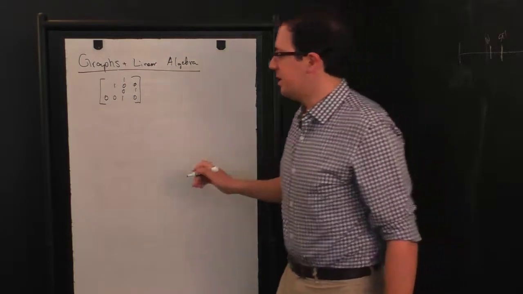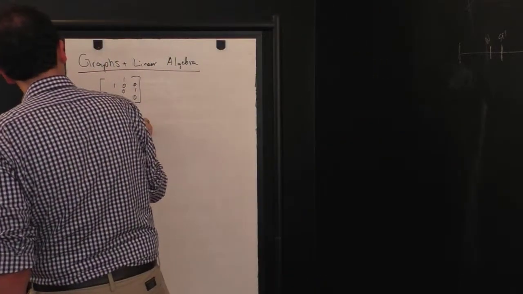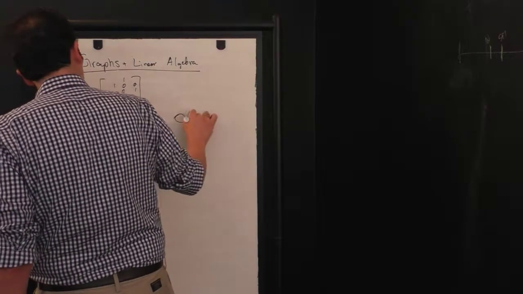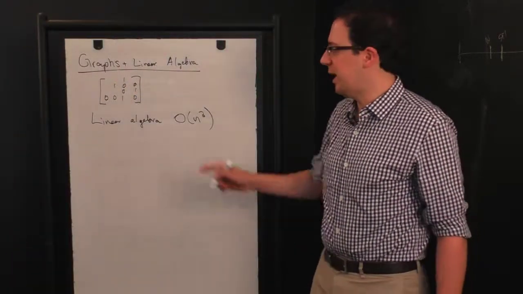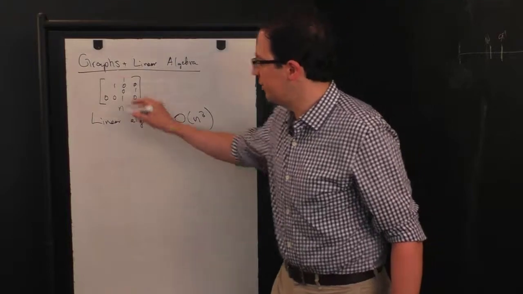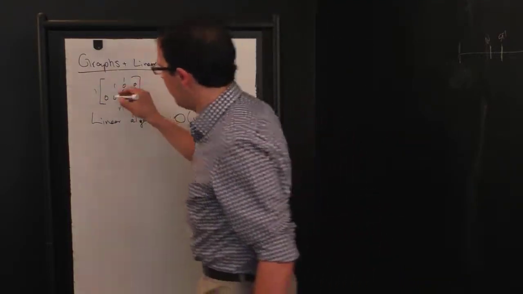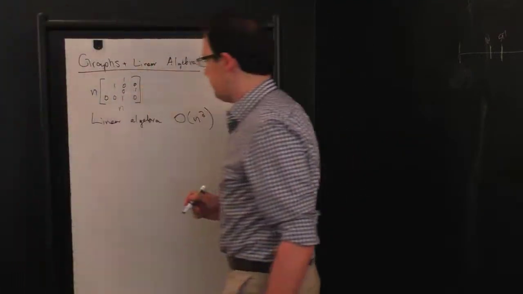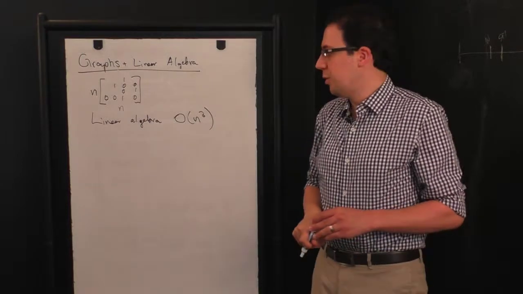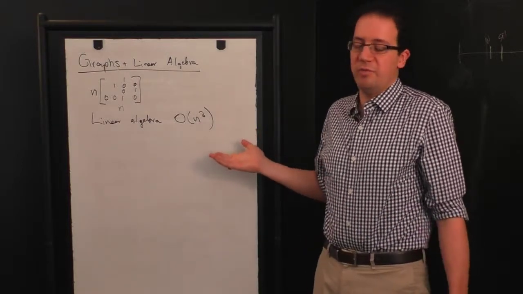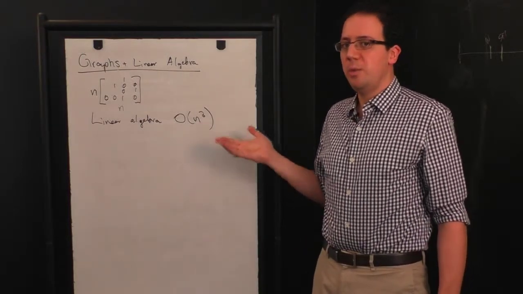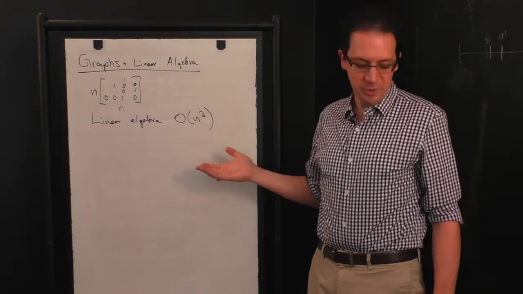Now the problem with this is that most routines in linear algebra take something like n cubed time, where n here is, let's say, the number of nodes in your graph or the number of rows and columns in your matrix. So this is certainly polynomial. It's even a relatively small polynomial, but sometimes even small polynomials are not good enough.